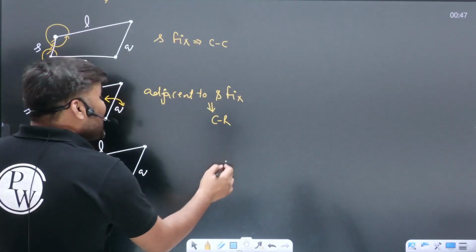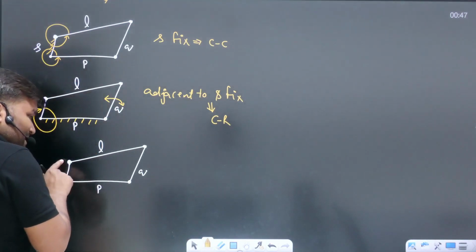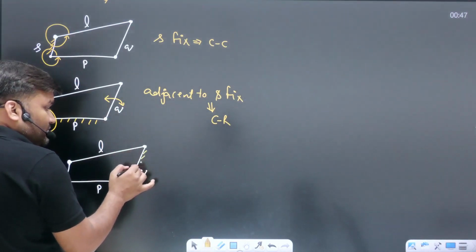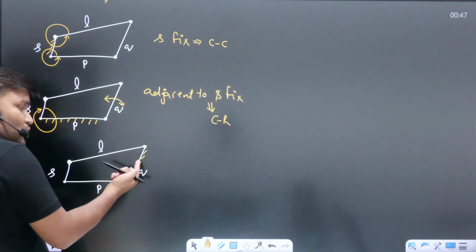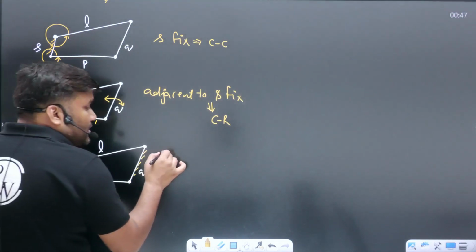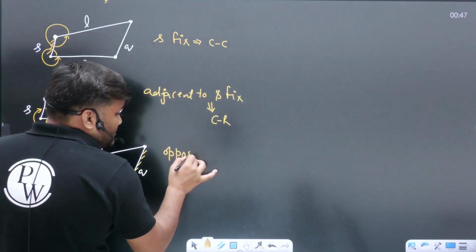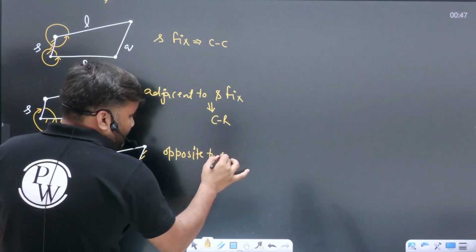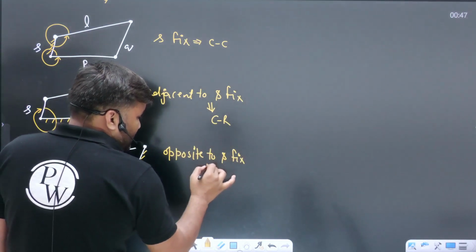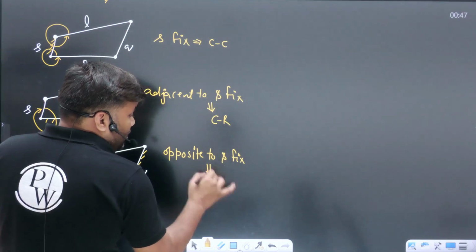And last, the link opposite to the shortest is fixed, this one. The shortest you have made as coupler. Opposite to the shortest is fixed, you will get a rocker mechanism.